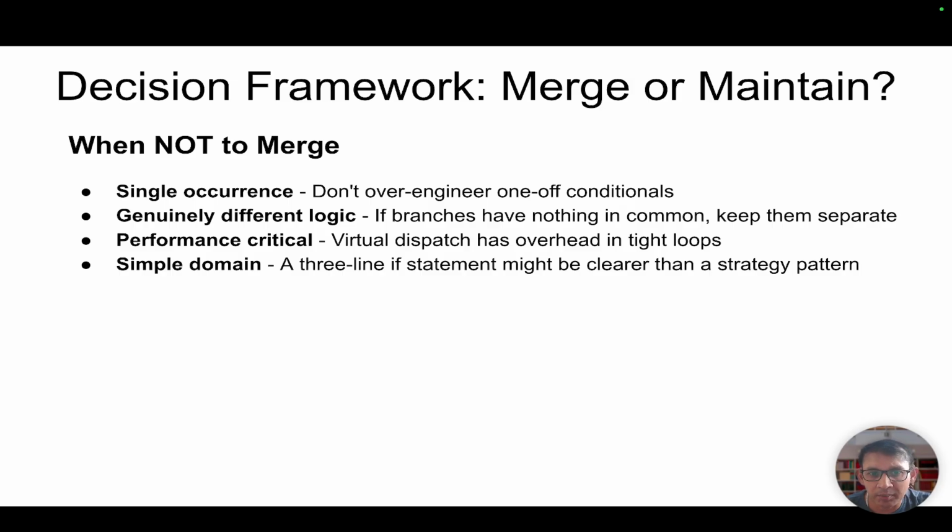In performance critical code, remember that virtual dispatch and object creation have overhead. If you're in a tight loop processing millions of records, a simple switch statement might be faster than method calls to interfaces. And in simple domains where the business logic is genuinely simple and stable, sometimes straightforward conditionals are the right choice. Don't add complexity to solve problems you don't have.